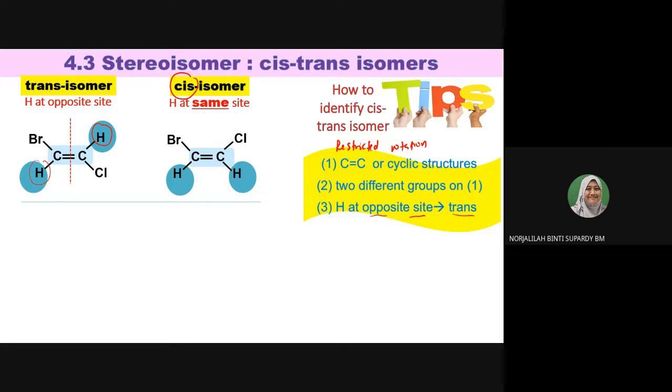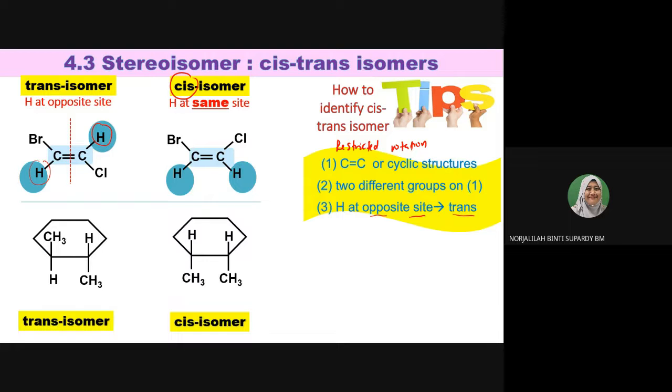Trans and cis isomers must exist together. You cannot say that the structure has only the trans isomer but does not have the cis isomer. If the structure shows cis-trans isomerism, you should be able to draw both the trans and also the cis isomer. Also in cyclic compounds, we have cis-trans isomers.